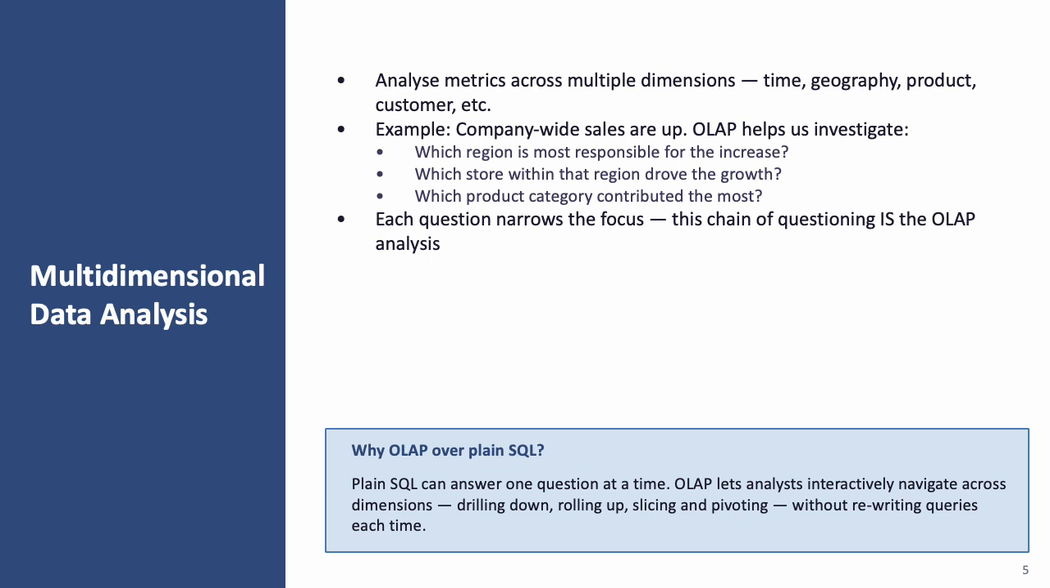Let's now see why multidimensional analysis is so powerful through a concrete example. Now imagine a company's sales are up for this quarter. That is great news, right? But it immediately raises some follow-up questions. Which region is responsible for the increase? Once we identify the region, which specific store within that region is driving the growth? And once we identify the store, which product category is contributing the most to those results?